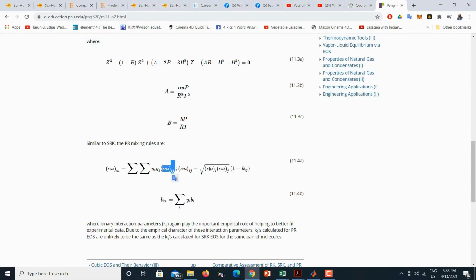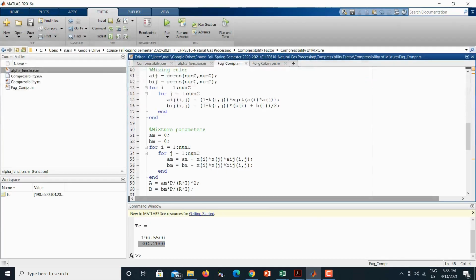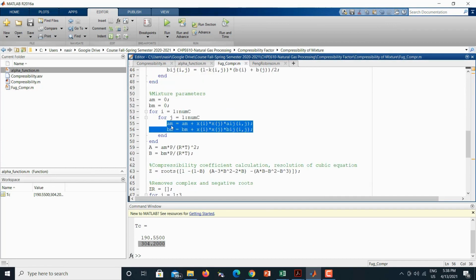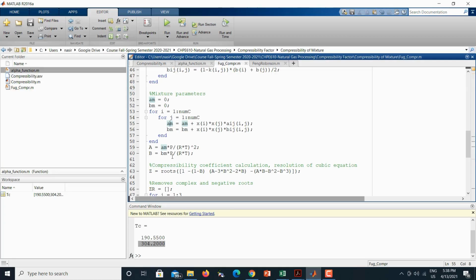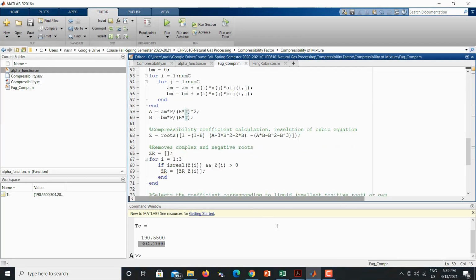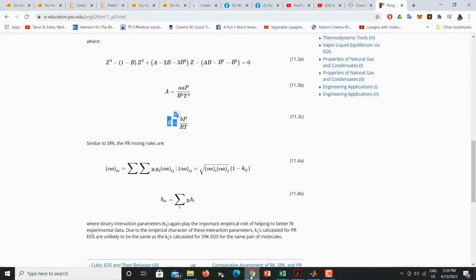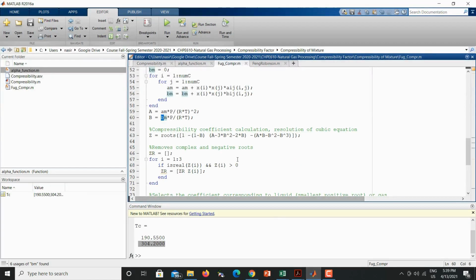Then we need to calculate these whole terms, which can be calculated by using this formula. After this we'll get one value here, one value here. Then we are able to calculate the capital A and capital B for the mixture, not for the pure components, by using this formula. The only thing you can see here is that this AM and BM is for the mixture. That's why we have this whole part, and this whole part is for the mixture, not for the pure components.